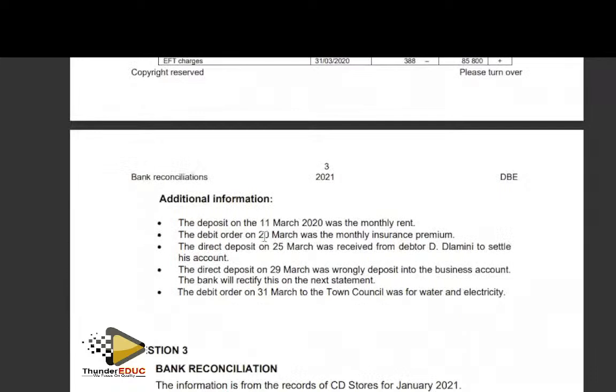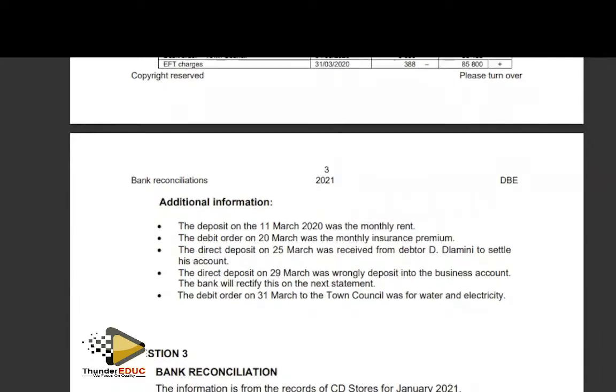They're saying the deposit on the 11th of March was monthly rent, the deposit on the 25th was monthly insurance premium. So I'm checking that 5,000, the direct deposit on 29 March. Nothing has been said about this deposit. So I'm just going to tick it off.